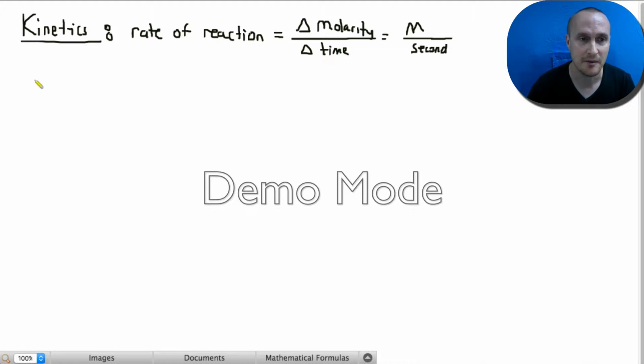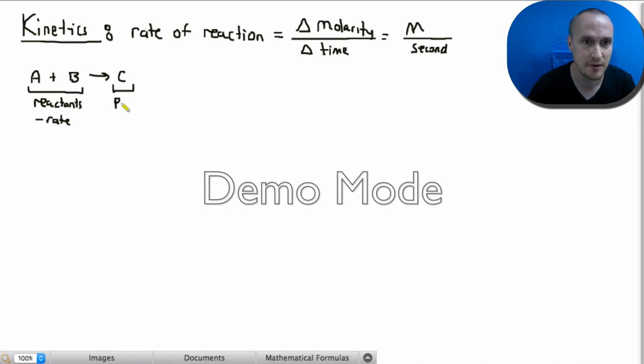Now, let's think about rate. When you have A reacting with B to produce C, A and B are reactants. So in general, when we think of a reaction, we think that the reactants are disappearing. So this would be a negative rate. And C is the product. We think of that as forming, and that would be a positive rate. Remember, it is the change in molarity over change in time.